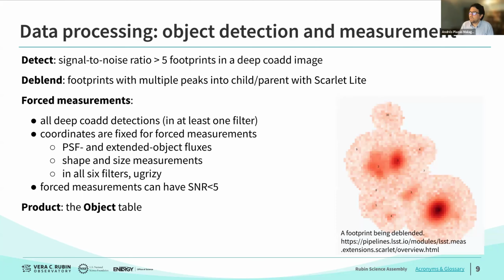We also do object detection and measurement. So we detect objects with signal to noise ratio greater than 5. We have what we call footprints. And we have the concept of footprints because, as you can see on the image on the right, a footprint is usually made of a combination of blended objects. So we need to do the process of deblending, especially for the LSST, and for the depths that we're reaching, we find a lot of blended footprints.